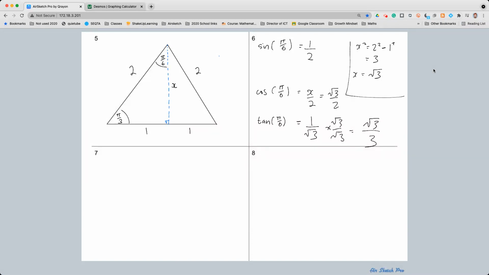Can you do the same thing for pi on 3, please? I'm not going to give you as long because you might be able to work it out a little bit faster if you think about it.